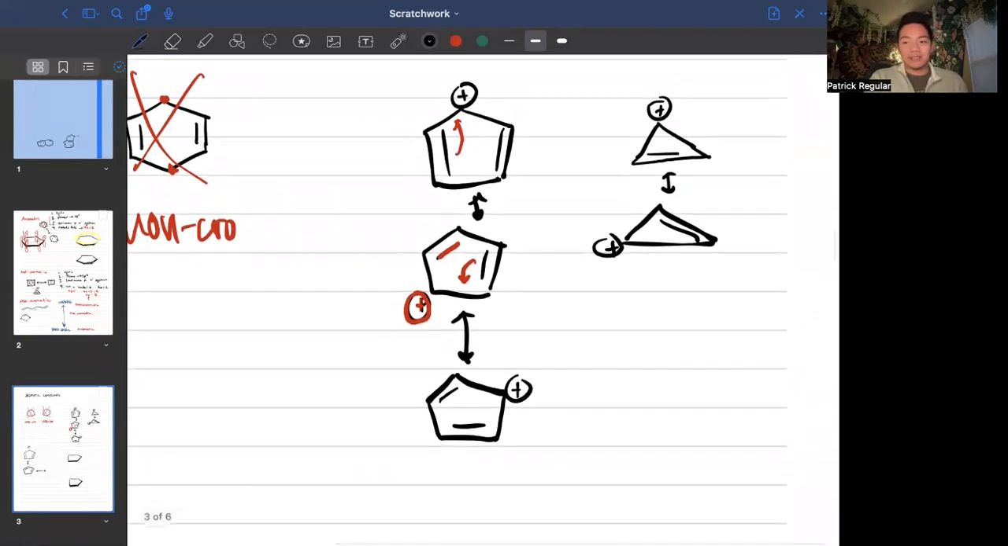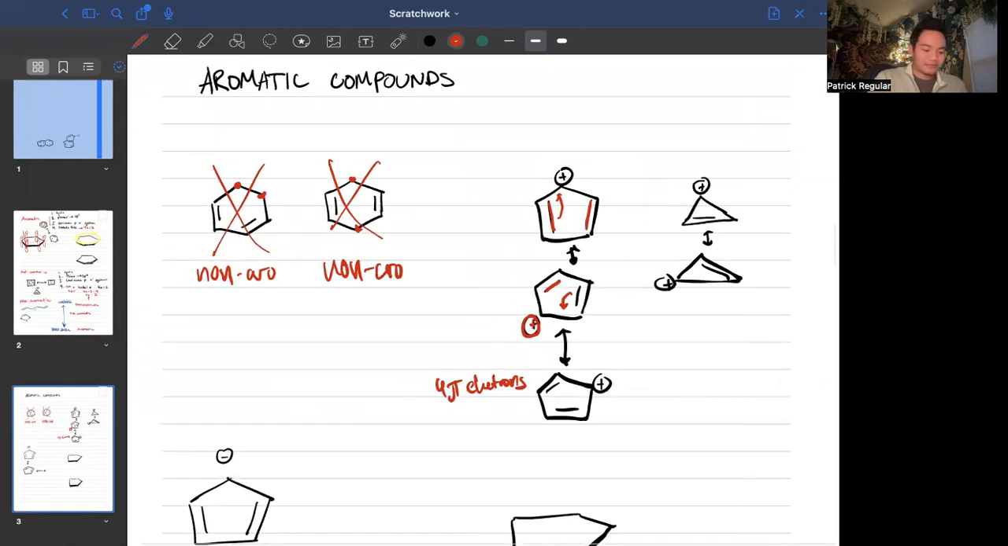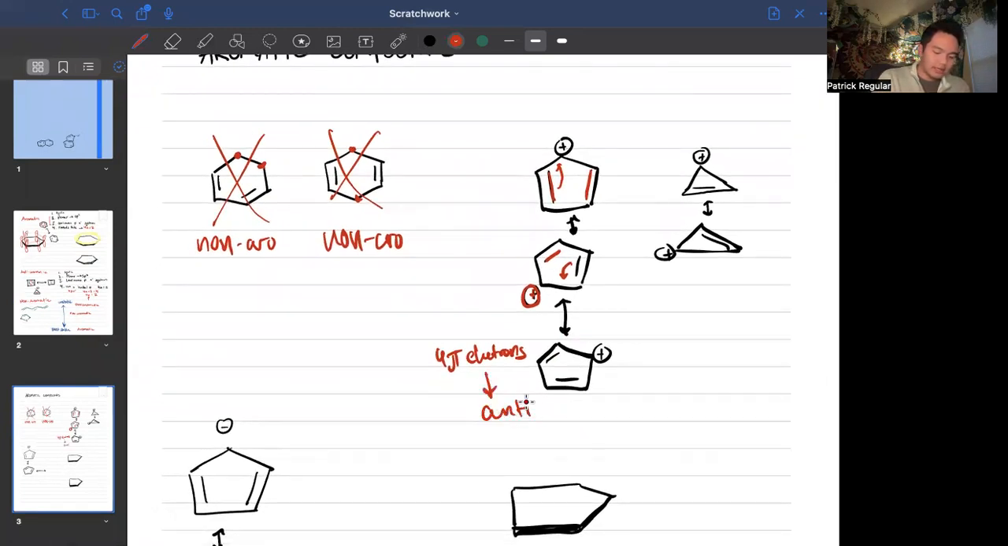So let's answer our questions. Is it cyclic? Yes. Is it planar, sp2 hybridized? Yes. Every single carbon is sp2 hybridized. Is there a continuous pi electron system? Yes, there is, if we can continuously make those resonance structures as that positive charge is being moved around. In actuality, that empty p orbital is being moved around. Now, last requirement, is it a Huckel number? Let's look. We have 4 pi electrons. 4 pi electrons, that's not a Huckel number. So it's not aromatic. Anti-aromatic.